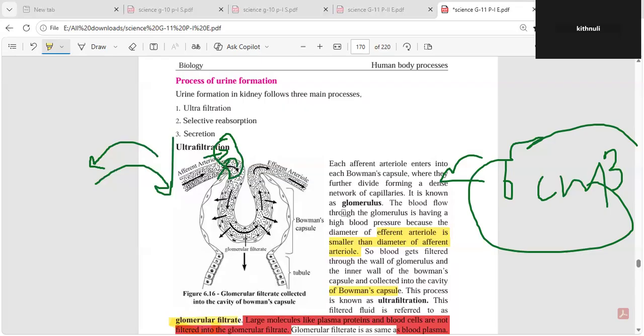Right. Then give just two rules. And to the third question. What is the relationship between the renal artery and the afferent arteriole?